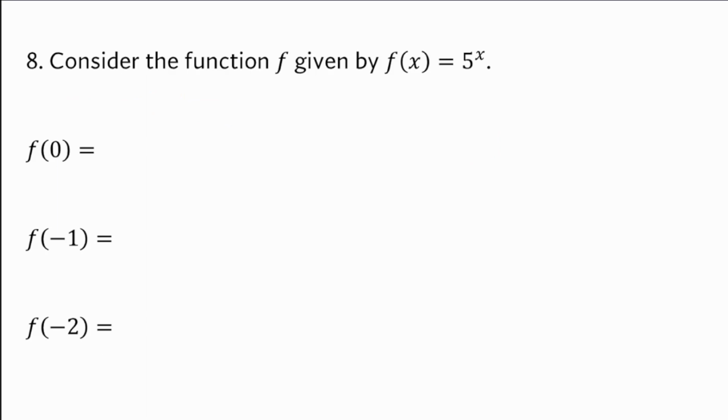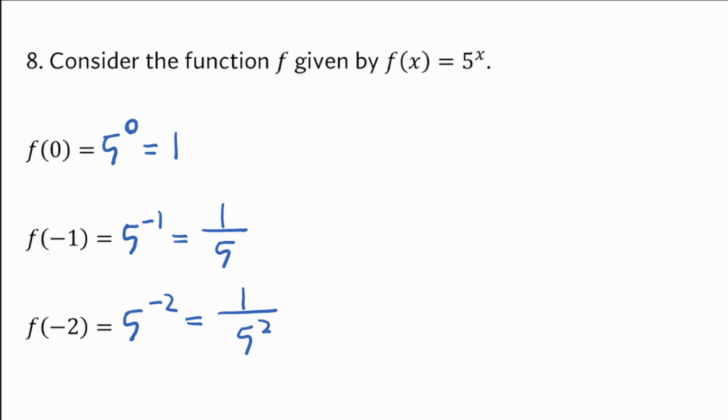Now we're going to consider the function f given by f of x equals 5 to the x. So f of 0, where I replace x with 0, is 5 to the 0 power. 5 to the 0 power is going to be 1, because anything to the 0 power is 1. F of negative 1 will be 5 to the negative 1st power. The negative 1st power of something is 1 over that thing, so it's going to be 1 over 5. Then f of negative 2 is 5 to the negative 2 power, which is 1 over 5 to the 2 power, and we know that 5 to the 2 is 25, so I'm going to write 1 over 25.